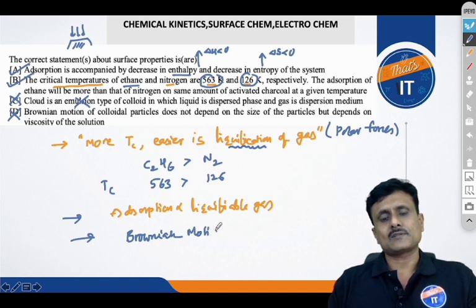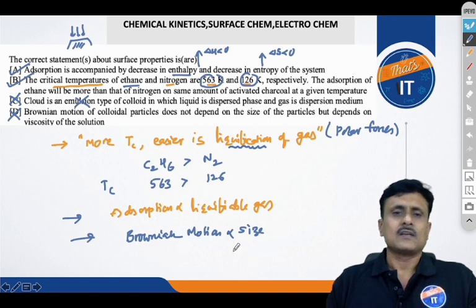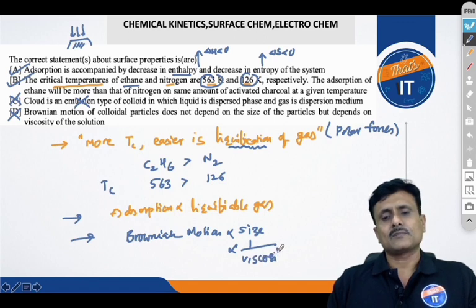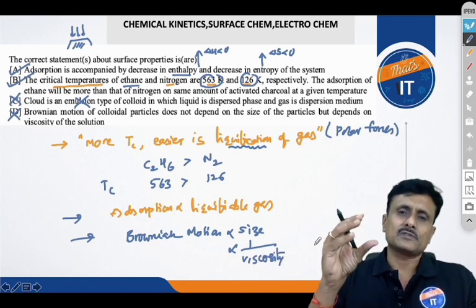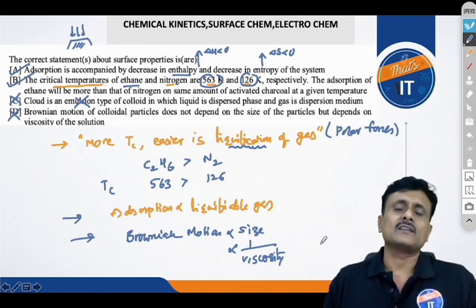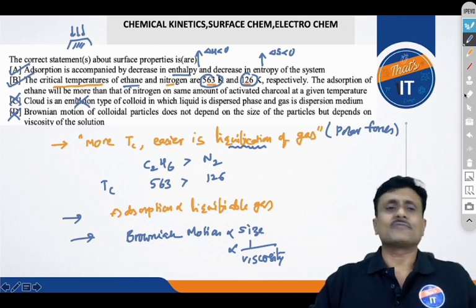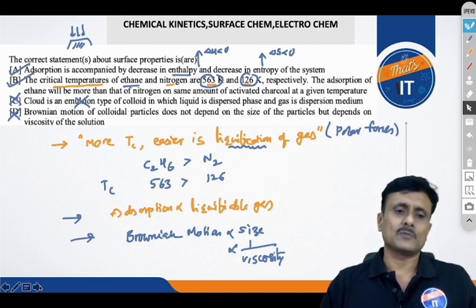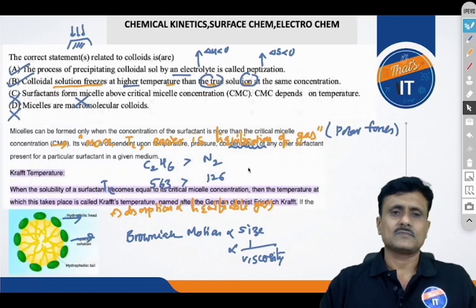It is inversely proportional to the size of the particle, but depends upon the viscosity. Of course, when the viscosity increases, the Brownian motion decreases because the solution or the medium has become viscous. It will not let the light particle move freely. So the right answer for this question is A and B. Hope you understood. Let's move on further.